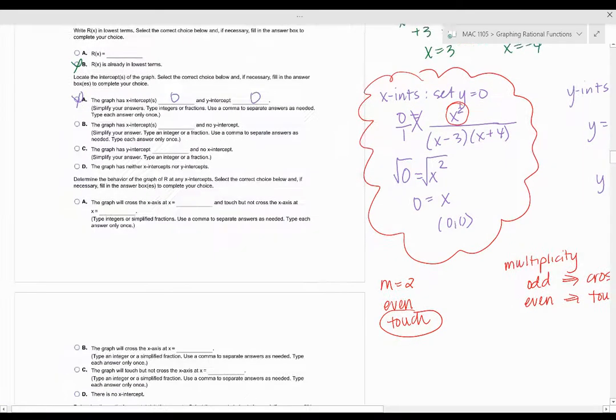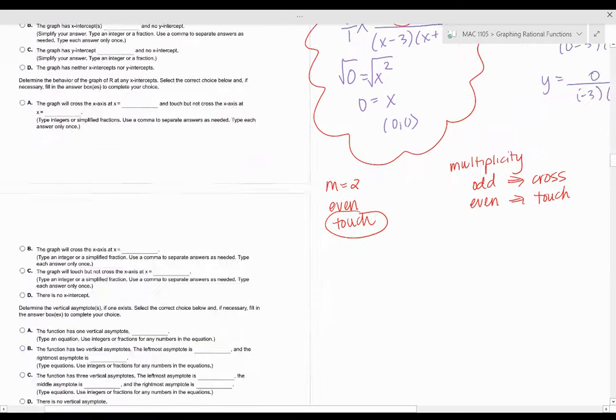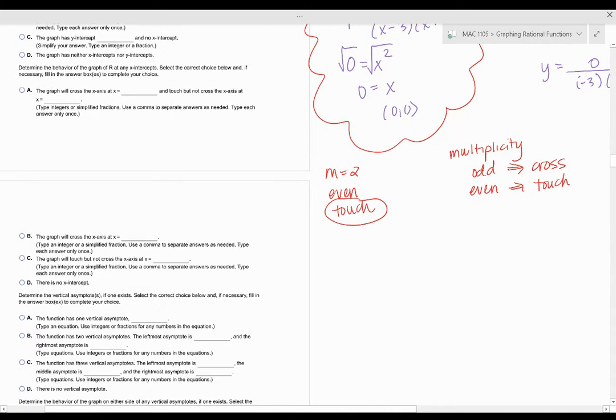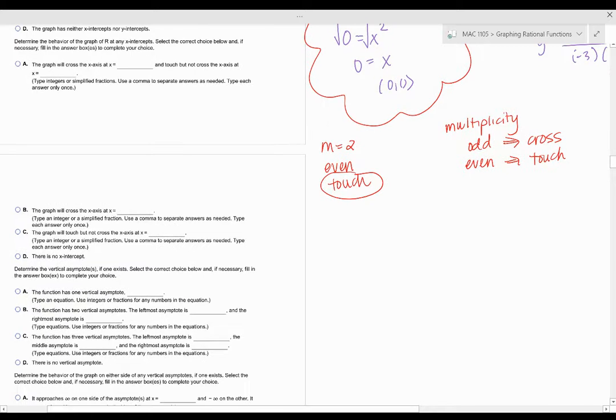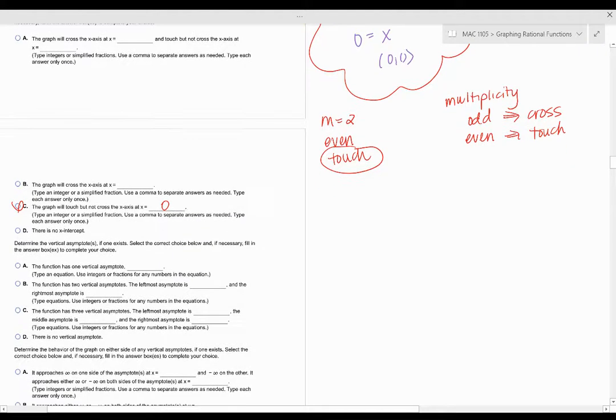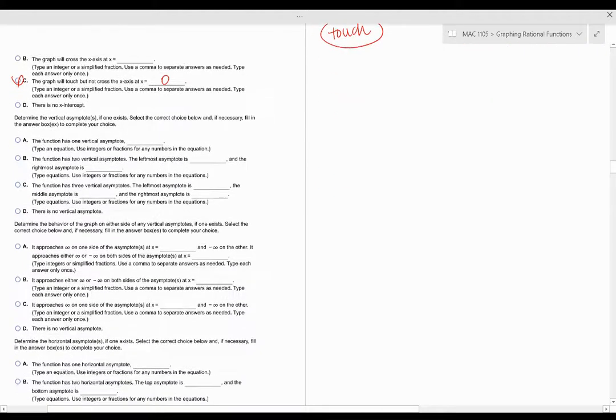All right, so let's go back over to our answer choices. A says that the graph will cross the x-axis. Nope. B says the graph will cross the x-axis. Nope. C says the graph will touch, but not cross the x-axis at x equals. That's what we want. It touches. And we need to put in our x-intercept there, which was when x equals 0. So our answer is C. All right, let's move along.